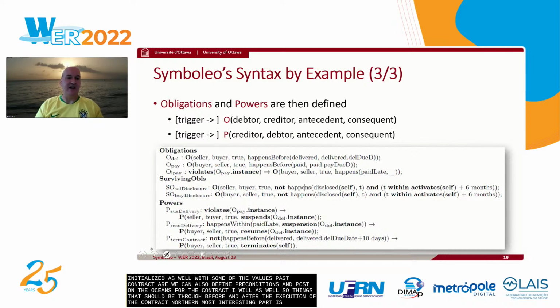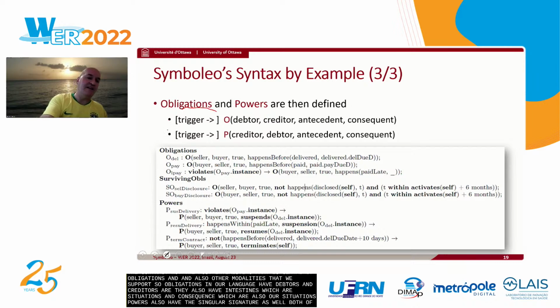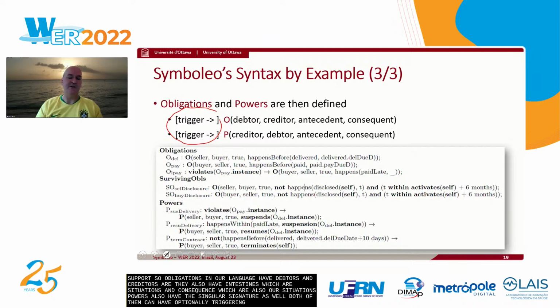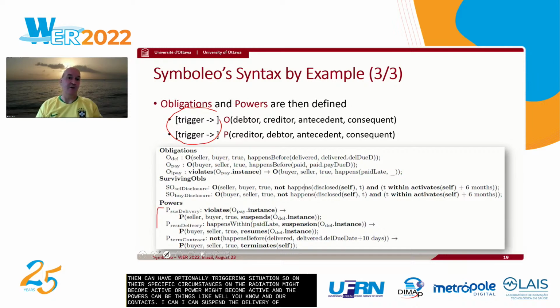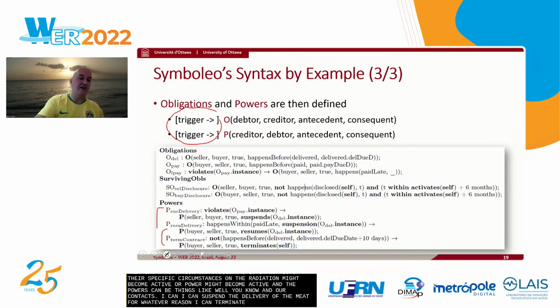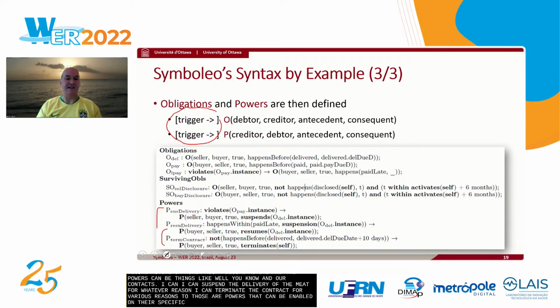Now, the most interesting part is certainly obligations and also other modalities that we support. So obligations in our language have debtors and creditors. They also have antecedents, which are situations, and consequents, which are also situations. Powers also have a similar signature as well. Both of them can have optionally triggering situations. So under specific circumstances, an obligation might become active, or a power might become active. And the powers can be things like, in our context, I can suspend the delivery of the meat for whatever reason. I can terminate the contract for various reasons. So those are powers that can be enabled under specific circumstances.